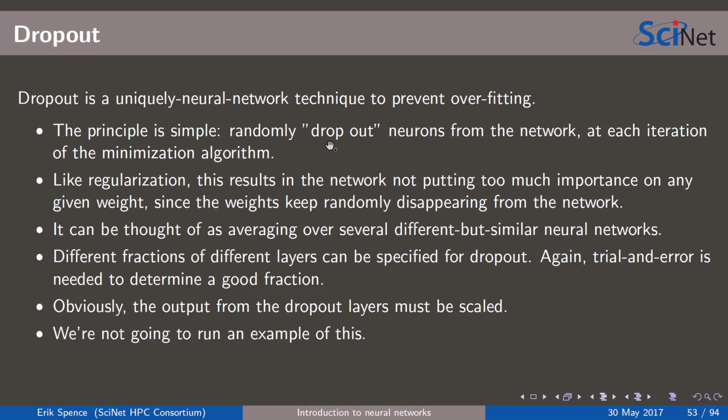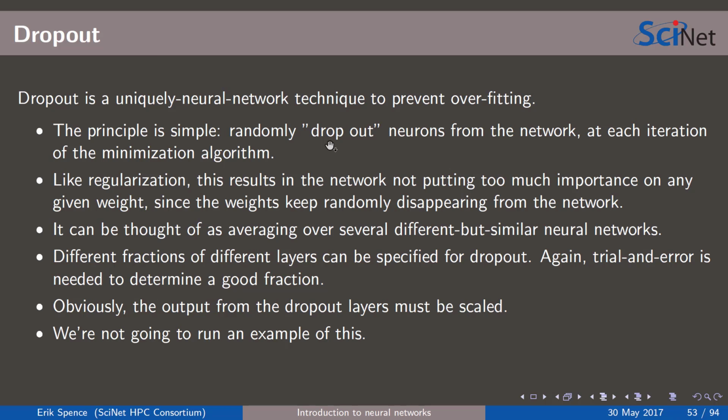Okay? Different fractions of the layers can be specified for dropout. Trial and error, again, is helpful here. Minimum seems to be about 20% of whatever network you're working with. Up to 40, even 50% of your network can drop out for any given iteration of the gradient descent. The paper that wrote it found that 20% seemed to be the minimum to actually start making a difference. Above 50%, you're just dropping out too much. There's no network left. You start to run into problems.